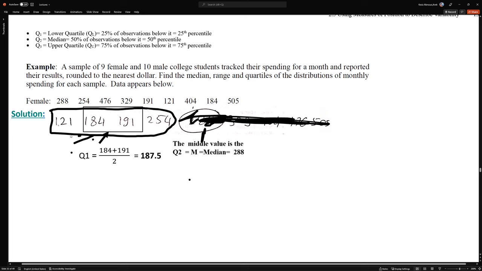Since we have four observations in the lower half, there is no middle number, right? This is why we have to add the two middle numbers and divide by two. So we have to find the average of the middle two numbers. And this is the median of the lower half, right? It's called quartile 1.